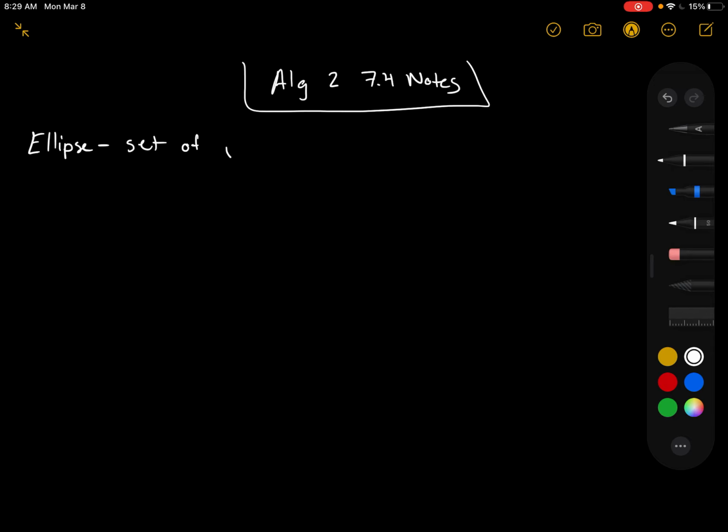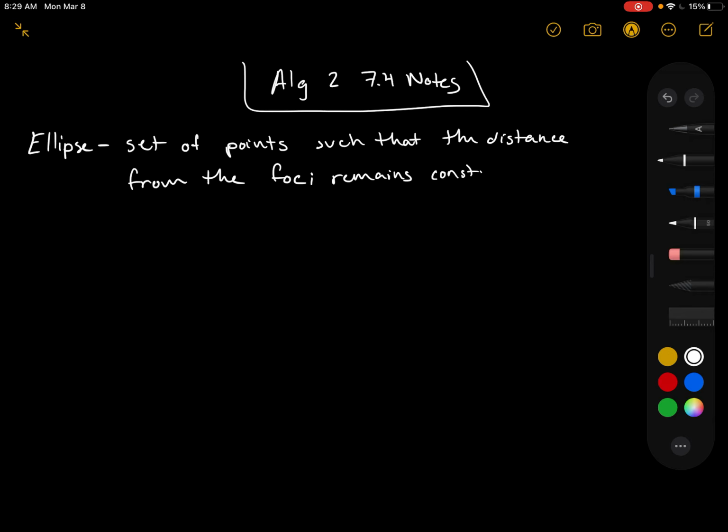The formal math definition of an ellipse is a set of points such that the distance from the foci remains constant. So foci, in this case, is actually going to be two focuses. And pretty similar to a parabola in that way, the only difference, instead of just having that one focus here, we're going to have two.